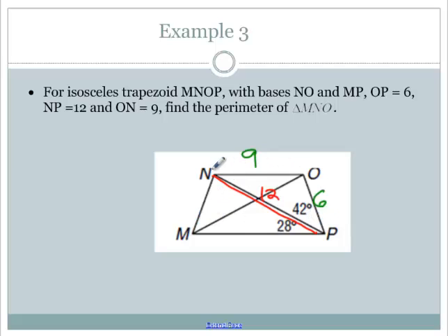It's congruent to triangle PON because they have congruent sides here. This side is congruent to itself, and the diagonals are congruent to each other. So for the perimeter of either one of these triangles, and let me trace the triangle in blue, for the perimeter of that triangle, I take the three sides from the other triangle, 9 plus 6 plus 12.